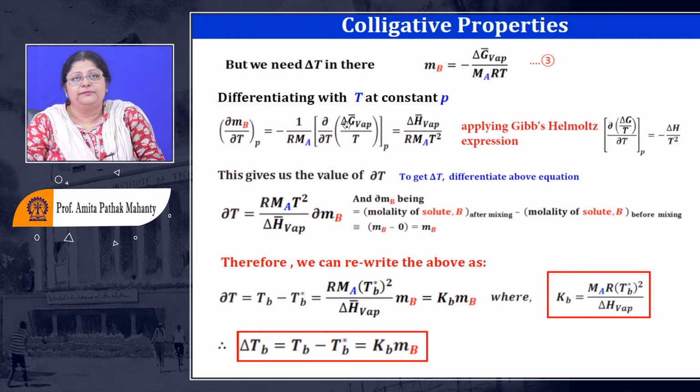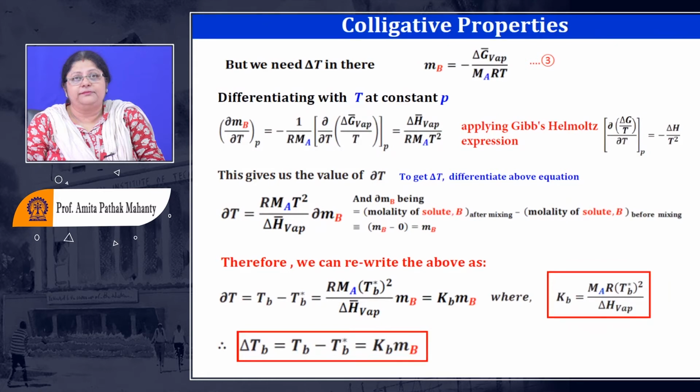Now, since we are dealing with the molar Gibbs free energy, instead of H I will get molar delta H. So I write it in terms of the molar delta H from the Gibbs-Helmholtz equation. And what do I get? I get a term in delta H, with a negative sign, so this negative term is going to vanish. So I have molar delta H of vaporization divided by R, Ma, which is the molar mass of the solvent, into T square.